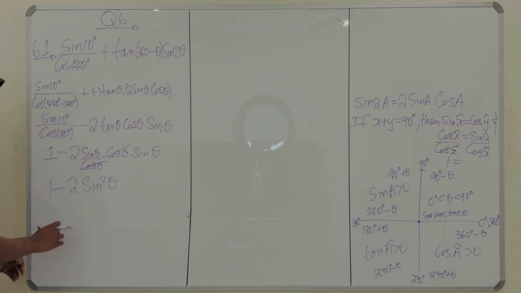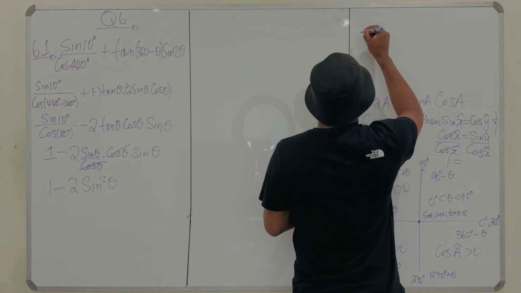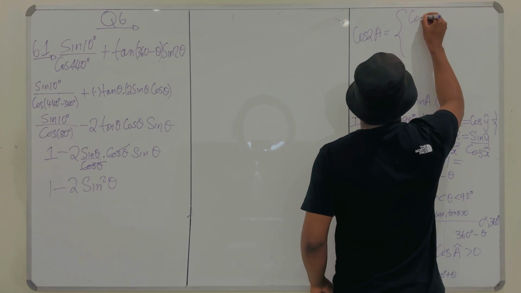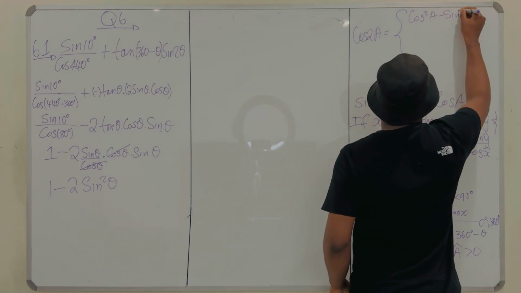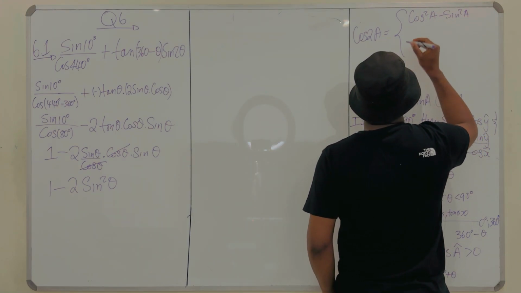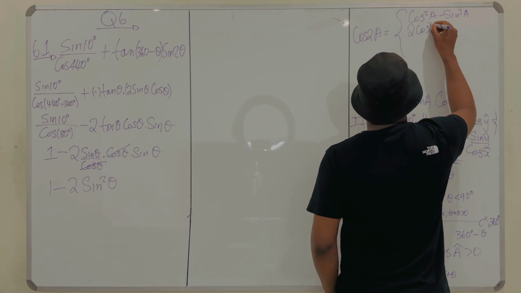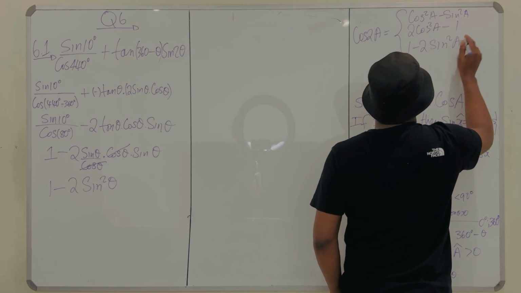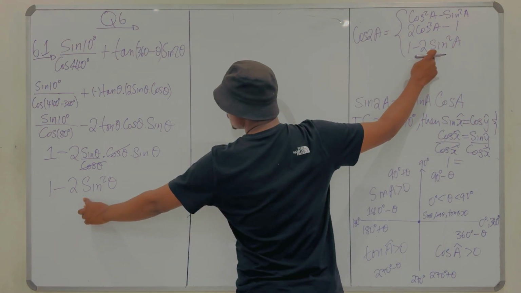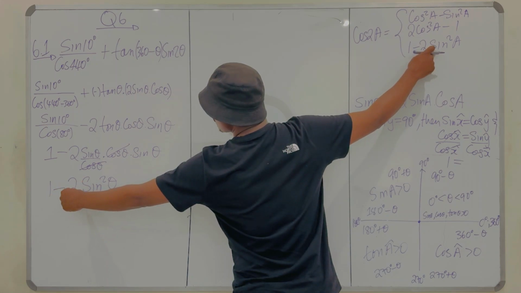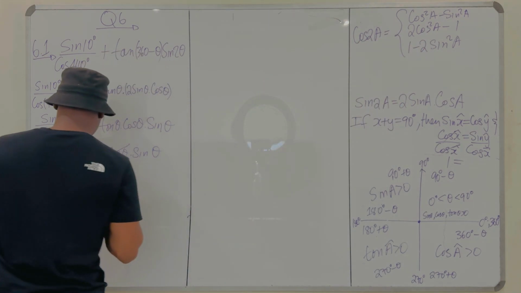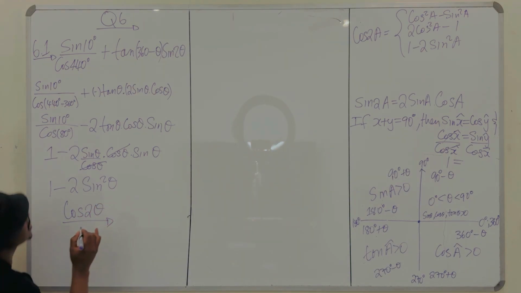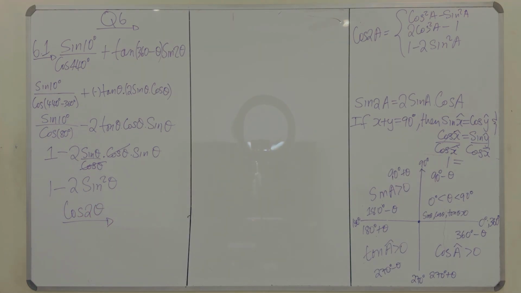You should be familiar with this because you know very well that cosine of 2a is equal to cos squared a minus sine squared a. That's the first identity. The second one is 2 cos squared a minus 1. And the third one is 1 minus 2 sine squared a. So what you have there is this. If you want to write this in a single trigonometric term, it should be cos 2 theta. That's it. We're done with this one.